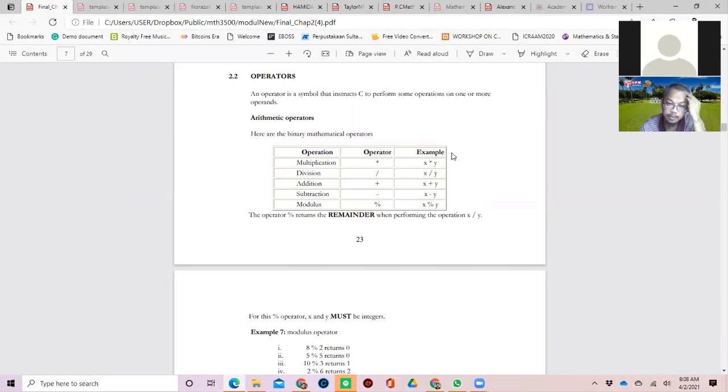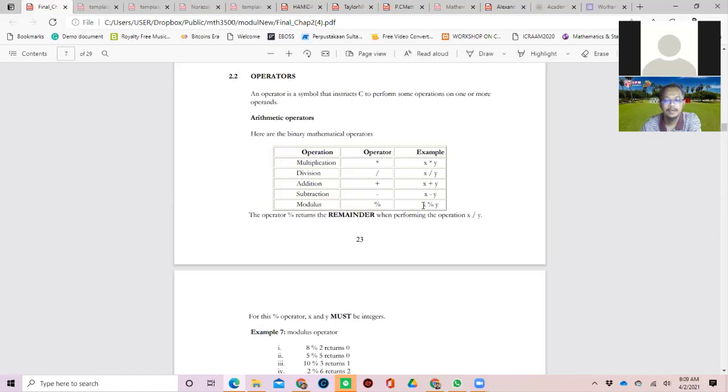So in the previous lecture we stopped at 2.2, operators. Operators in C are like mathematical operators. In C we use multiplication, division, addition, subtraction, and modulus. Multiplication is a star in C, division is slash, addition is plus, subtraction is minus, and modulus is percent. Maybe I will explain this modulus.